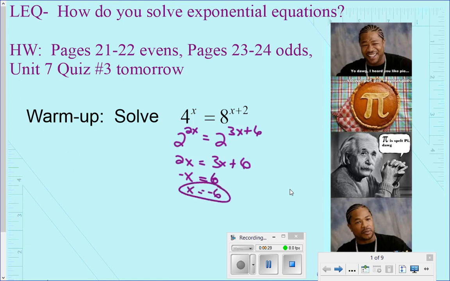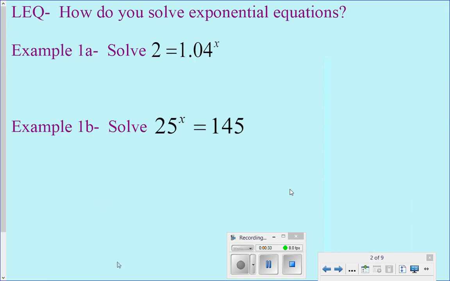Okay, now we did that today to remind you how to do those type of problems, so if you want to copy that into your notes. What I asked students was, can we solve this one here the same way that we just did in the warm-up? The answer is no, because 2 and 1.04 don't share a base. So I can't use that approach.